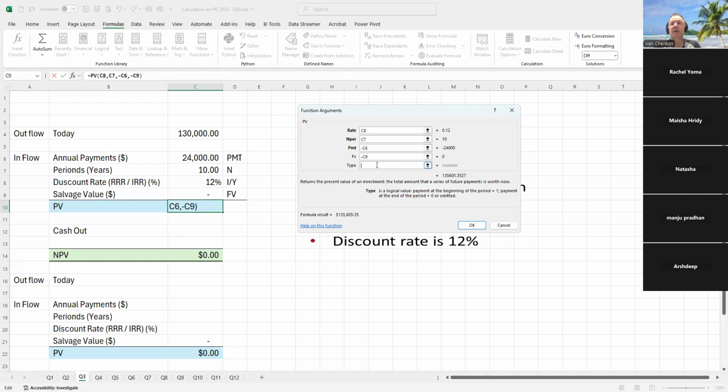And the last one asks what type of calculation this is. In other words, when are we going to get the payment, at the beginning of the period or at the end of the period? If you use the beginning of the period, you have to enter 1. If we're getting the payments at the end of the period, we can enter 0 or do nothing. Let's decide to do nothing, because that means we consider the end of the period.